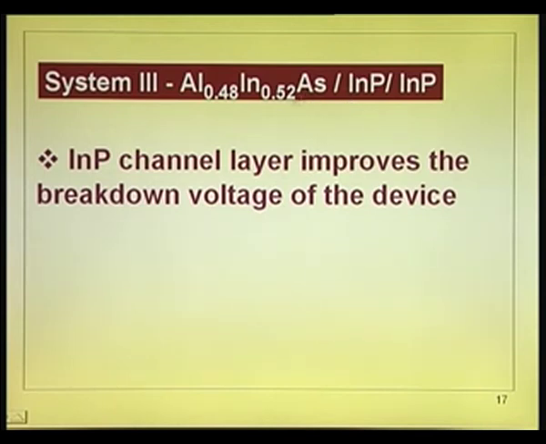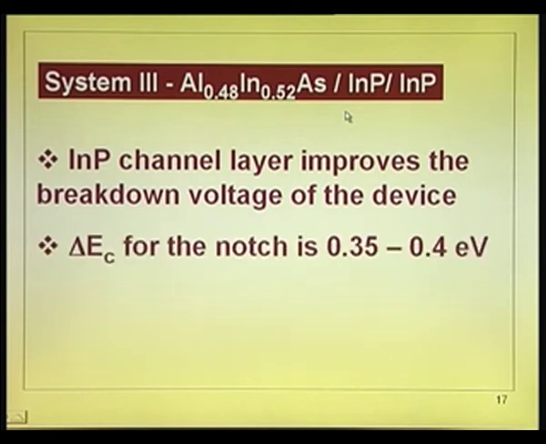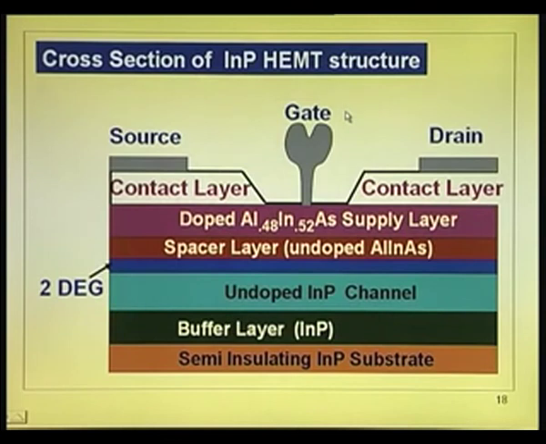Okay. You still get, I think, the delta EC of about 0.3, because it is not two-thirds. The neutral level is at 1/3 below the conduction band. Please understand that. Delta EC is 0.35 to 0.4, not exactly 0.3. Okay. This is the cross section of that particular device.